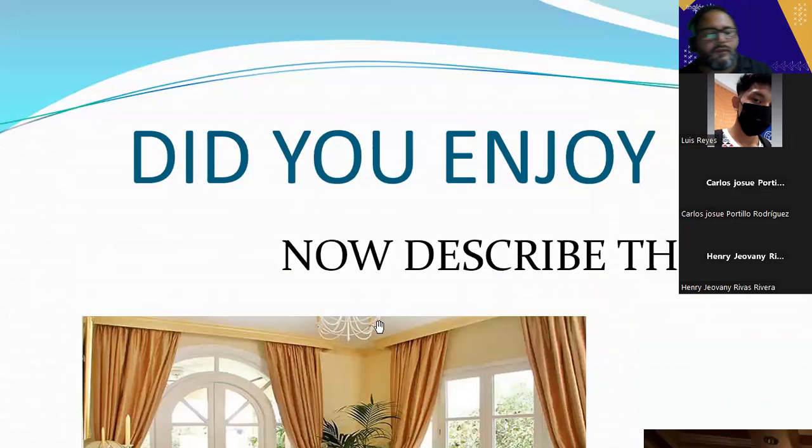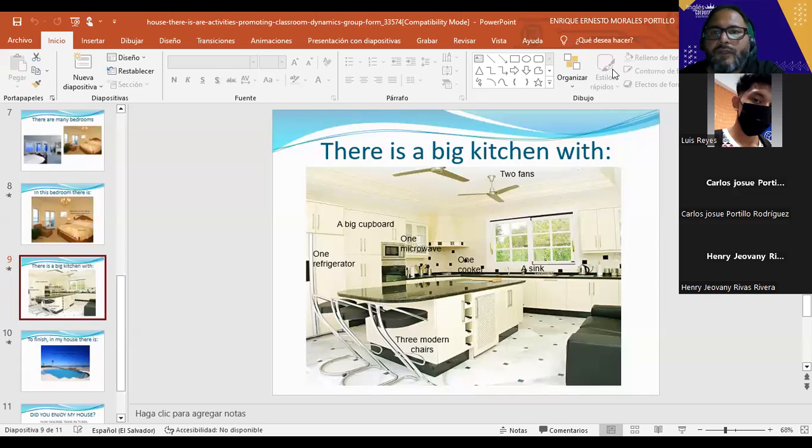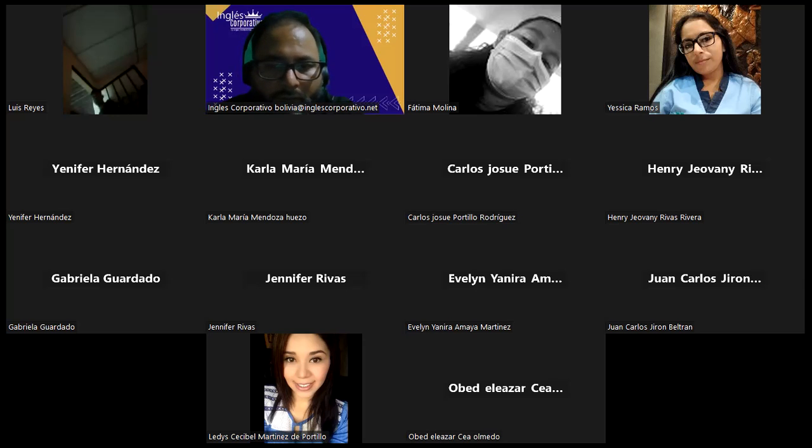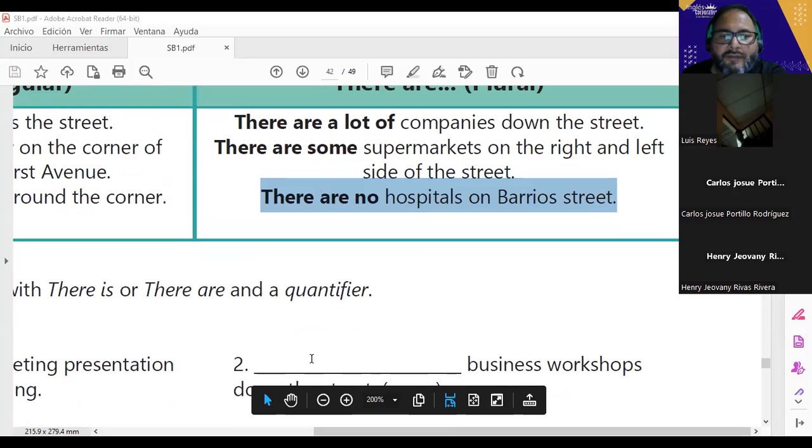Okay, now listen. Well, actually, I hope that you have a clearer idea about there is and there are. There is and there are. Okay, now I will stop sharing because I need to move on with the activity I told you in a book so that we can solve or clarify any doubt about it by solving some exercises. And I think that's clear, right? About there is and there are.